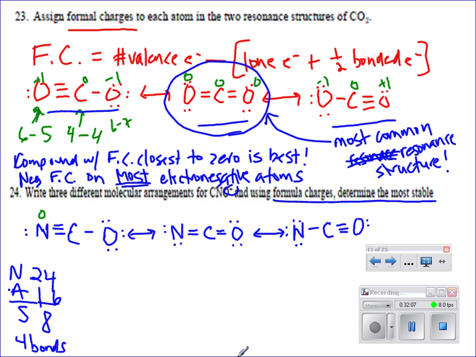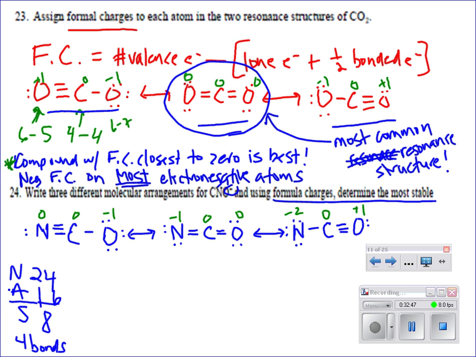4 minus 4 is 0. 6 minus 1, 2, 3, 4, 5, 6, 7 is -1. All right, this middle one. 5 minus 1, 2, 3, 4, 5, 6 is -1. 4 minus 4 is 0. 6 minus 1, 2, 3, 4, 5, 6 is 0. All right, 5 minus 1, 2, 3, 4, 5, 6, 7. Ooh, whoa. That's -2. 6 minus 1, 2, 3, 4, 5 is 1. Wow.